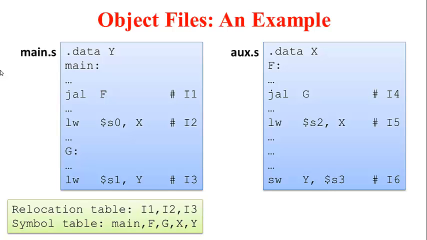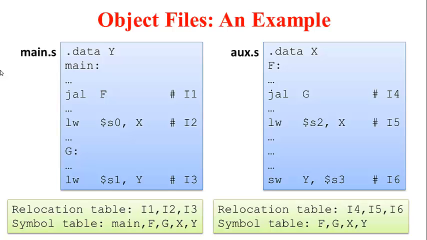Likewise, can you now tell what is going to be the relocation table contents in aux.o? Likewise, what is going to be the symbol table contents of aux.o? The relocation table in aux.o is going to refer to instructions I4, I5 and I6 because it is not possible to generate machine code for those instructions, and the symbol table will have all of the symbols in aux.s: f, g, x and y.